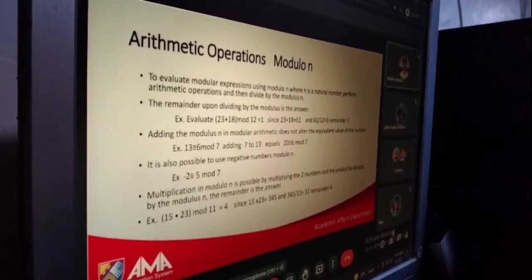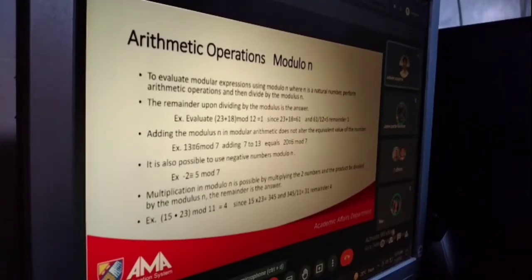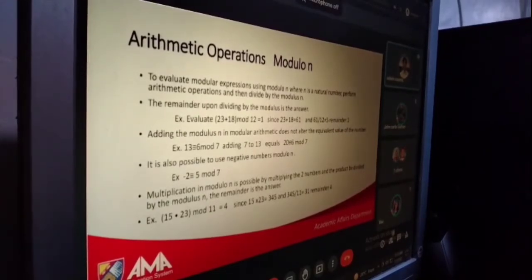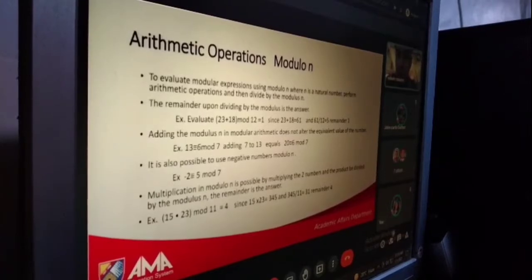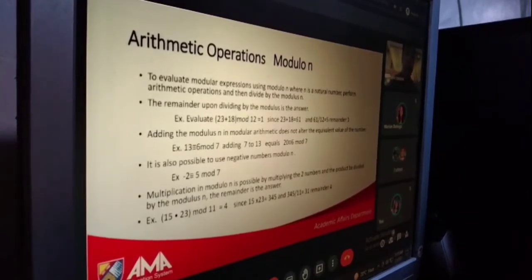The answer is 31, 31 siya, pero 341. So, magle-less tayo ng 345. Ang magiging remainder natin is 4. Tama ba? Opo, sir. Okay, tama yung example na.